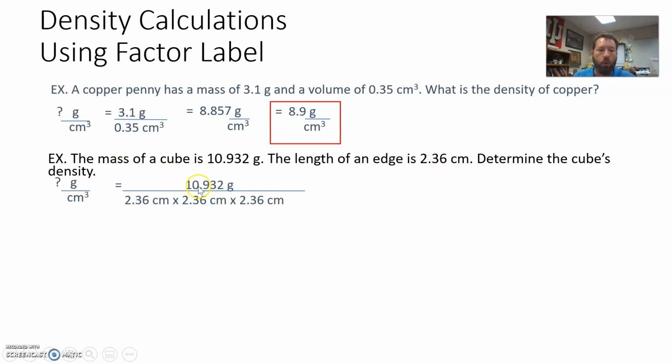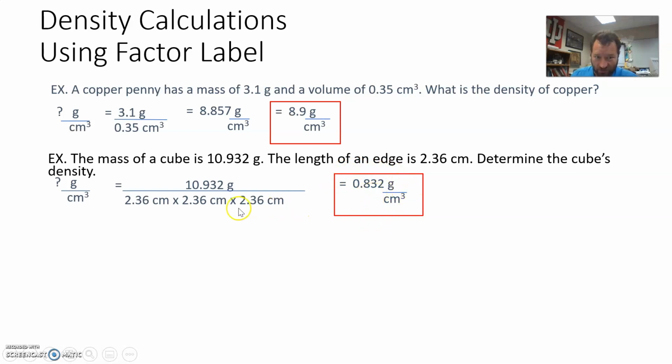We have a mass of 10.932. Because we've taken our time and set our problem up correctly, we know that we want our mass on top and then our volume on bottom. Length times width times height. Centimeters times centimeters times centimeters will be centimeters cubed. And once again, we do not have any conversion that we have to do. It's a simple math problem. 10.93 divided by 2.36 divided by 2.36 divided by 2.36, 0.832 grams per cubic centimeter. There's our density.